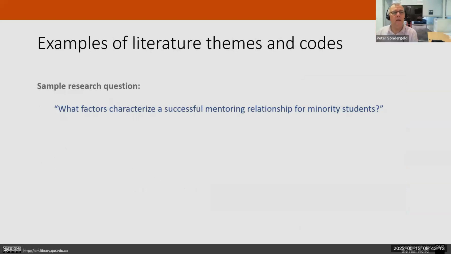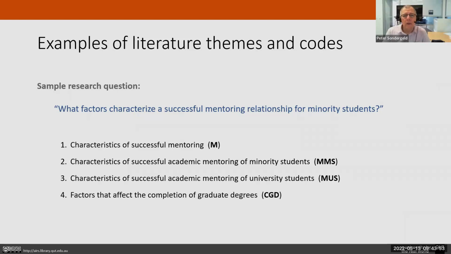Okay. Here's an example research question. What do you think the main themes are within this research question? When you're reading, you might come across some articles that are about mentoring in general, so that could be some useful background reading for the topic. You might also find papers that look specifically at mentoring minority students, so you might have a different code for that particular theme. You might also be reading about mentoring university students more broadly, so you'd have another code again.